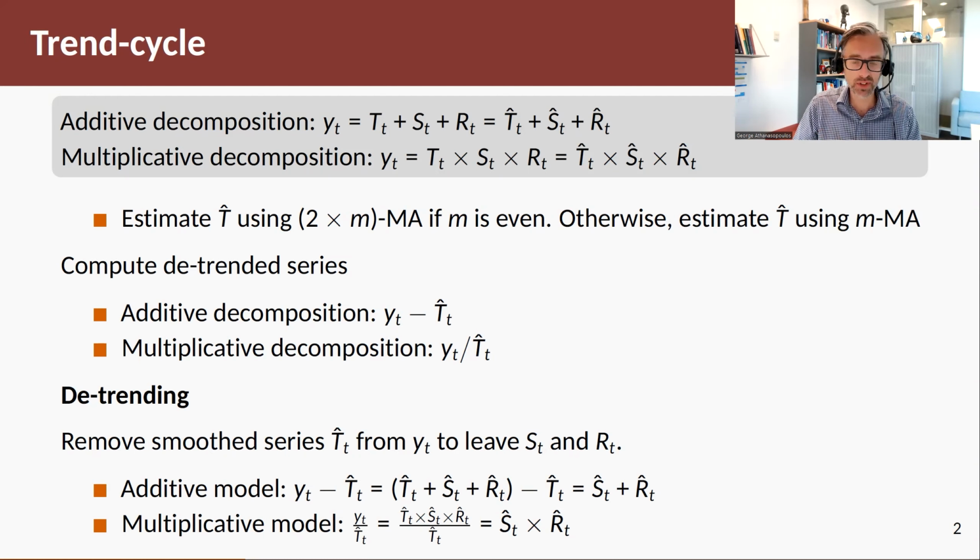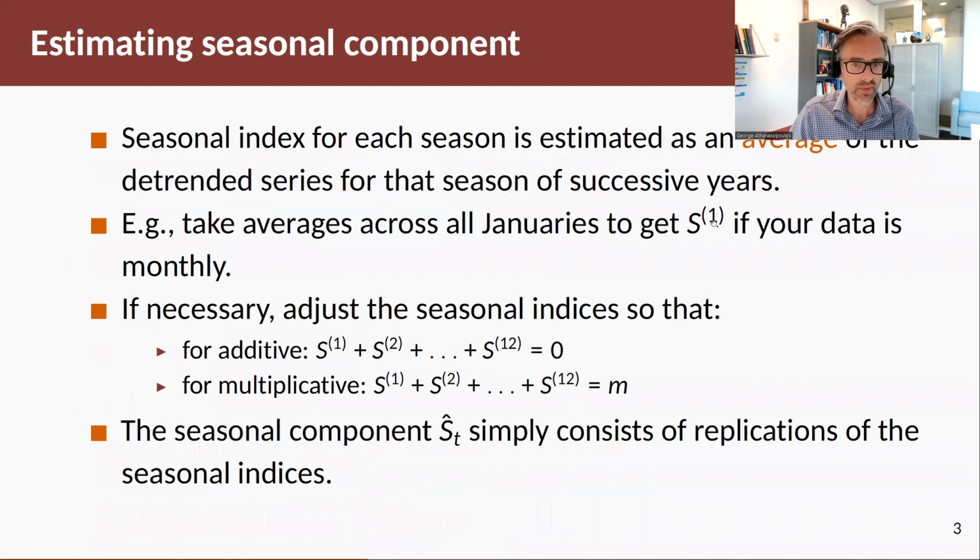So the next step is to estimate the seasonal component. How do we estimate the seasonal component? Well, very simple. The seasonal index for each season is estimated as an average of the detrended series for that season of successive years. So basically what we're going to do is grab all the Januaries in monthly data and average those, and that will give me a seasonal index for January. Do that for February. Do that for Q1 if you've got quarterly data, or Q2, and so on.